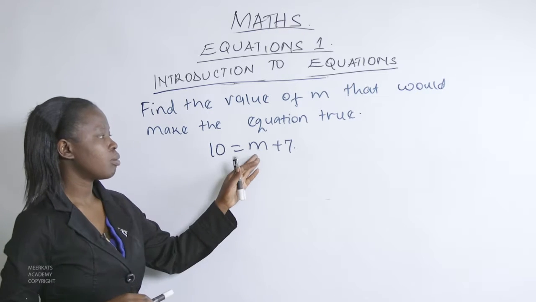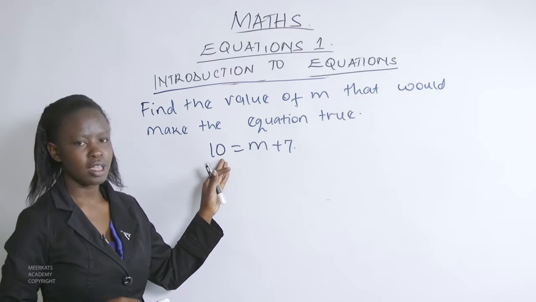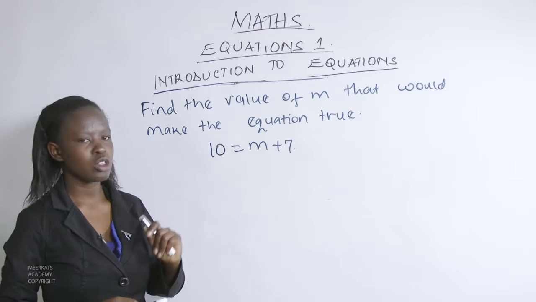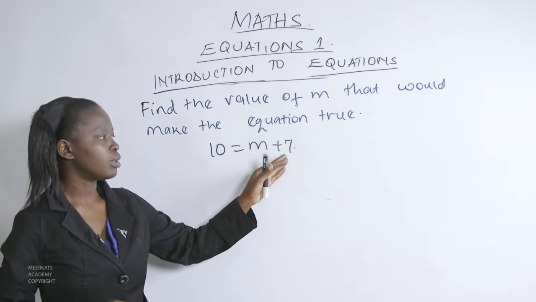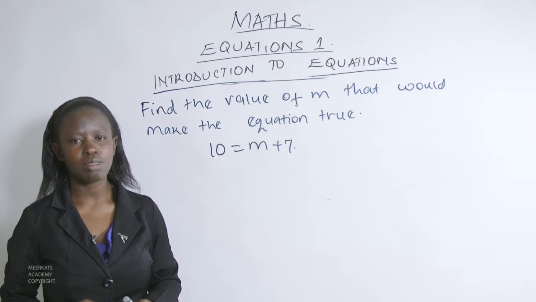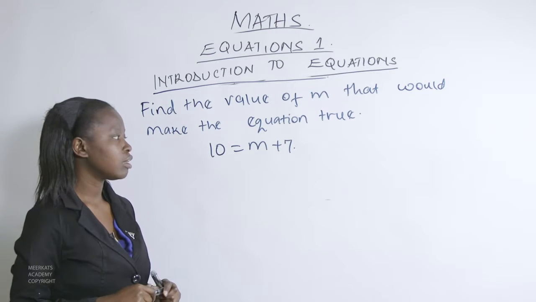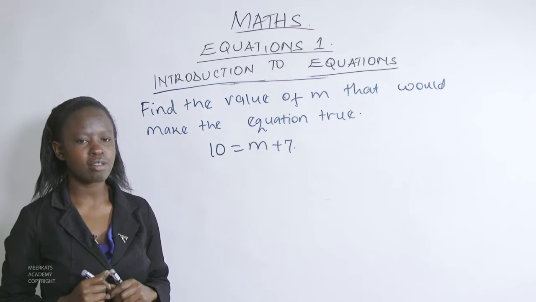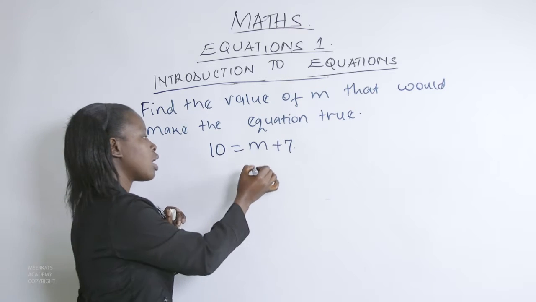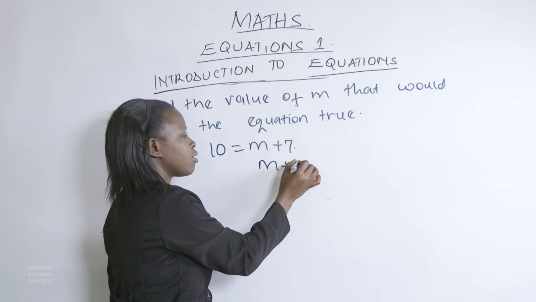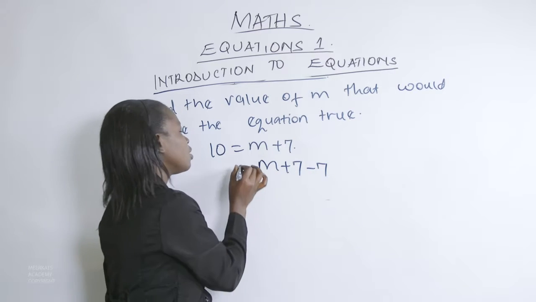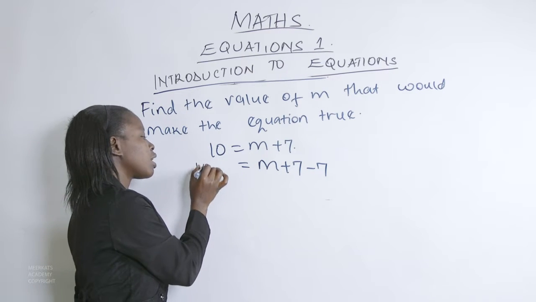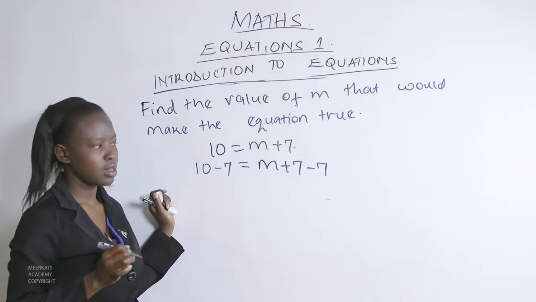What do we do? M plus 7 is equal to 10. So we have an addition sign. For me to eliminate the 7 so that I remain with M on one side, it simply means I subtract 7 on both sides. So I'll have M plus 7 minus 7 equal to 10 minus 7.